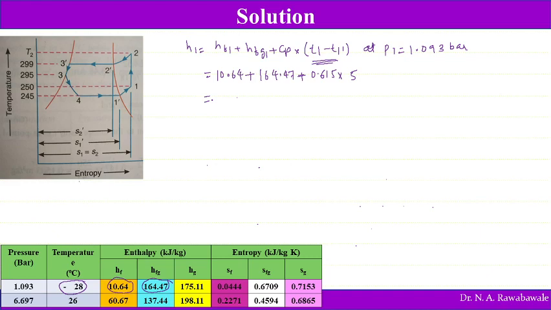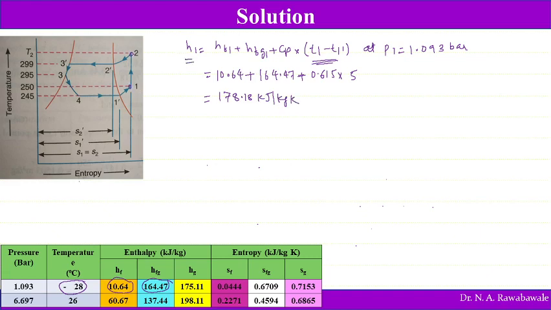0.615 into 5 plus 10.64 plus 164.47. So this gives us 178.18 kilojoules per kg. So we know H1, the enthalpy at point 1.